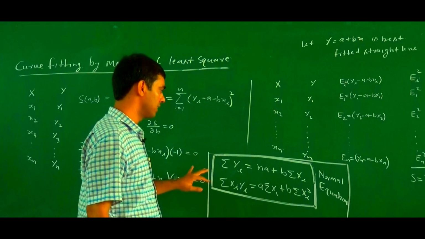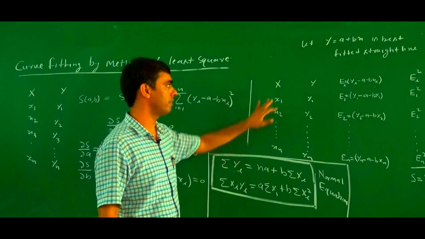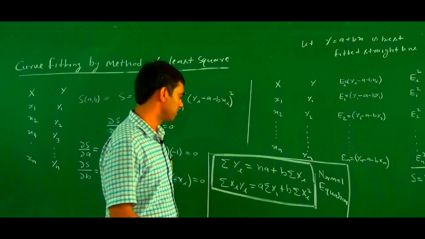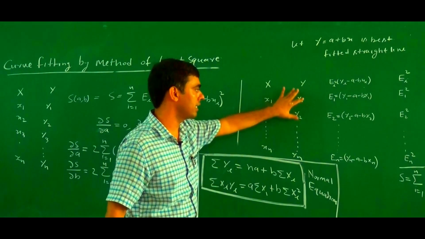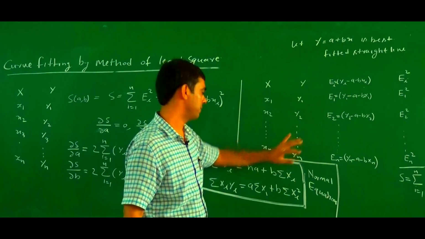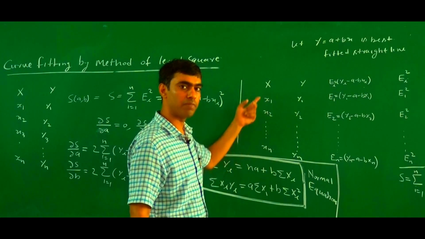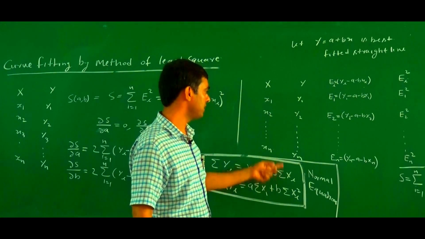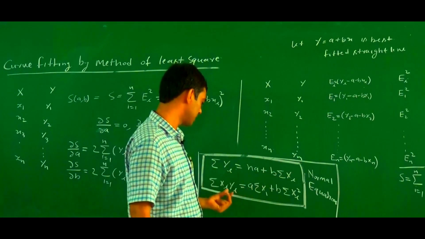Then we find the normal equation. If we closely observe the normal equation, if x and y are given, then we find the summation of yi by adding the values of y. n is the number of observations, the number of terms. b multiplies the summation of xi, found by adding these values.